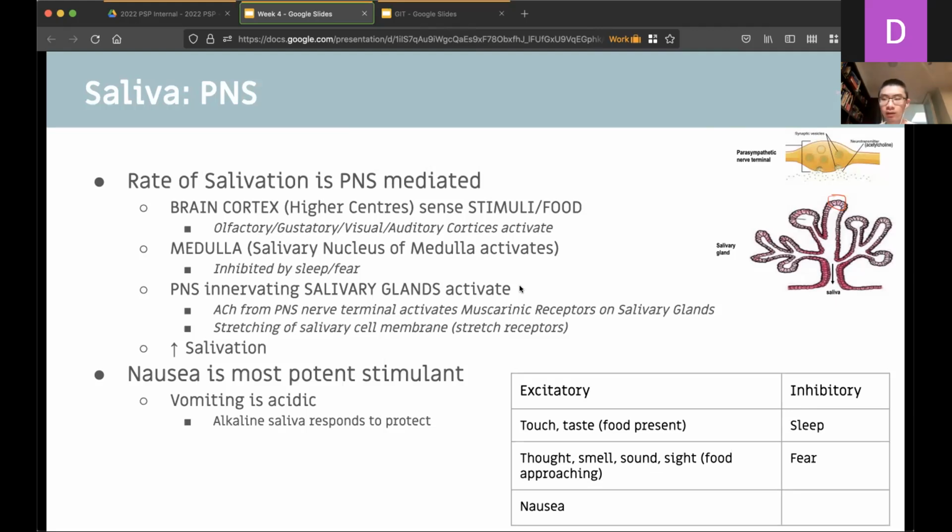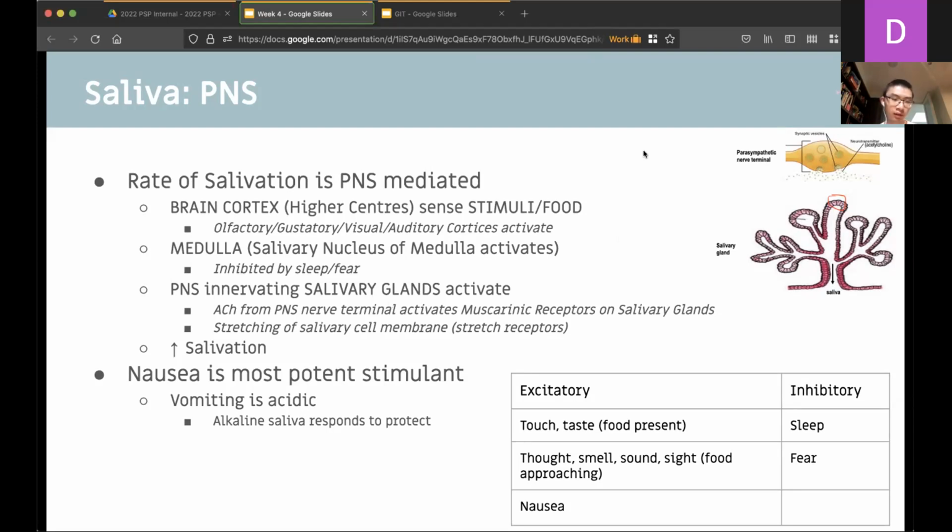Here, the impulses can be modified because you have stimuli such as sleep and fear, which inhibit saliva, because when you're sleeping, you don't really want to salivate, and when you're scared, that's not really time to eat. So then from there, the brainstem sends signals via the parasympathetic nervous system down to the salivary glands. You have your intrinsic buccal glands, the ones in your cheek, and also the 3 extrinsic ones, parotid, submandibular, and sublingual, which are connected by ducts.